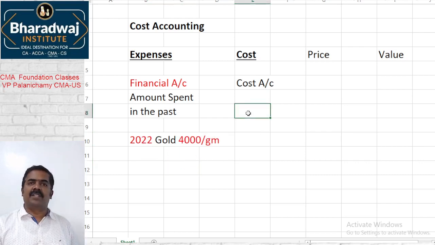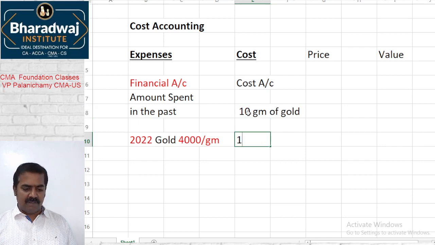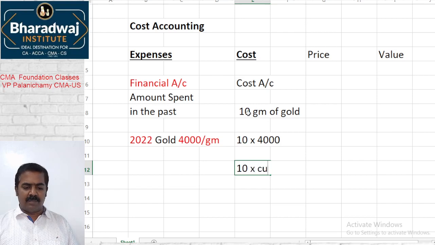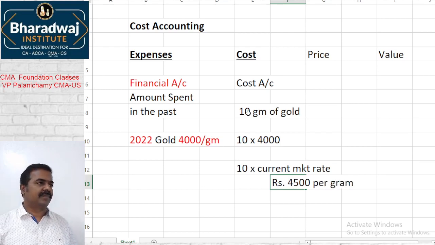Now, a customer is coming with an order that requires about 10 grams of gold. The ornament, which may be a chain or a necklace, requires about 10 grams of gold to be used. What is the rate you will charge to the customer? Will you put 10 into 4,000 or 10 into current market rate? Current market rate may be like 4,500 per gram. Which one will you do?